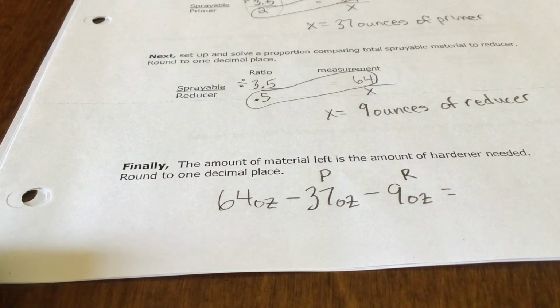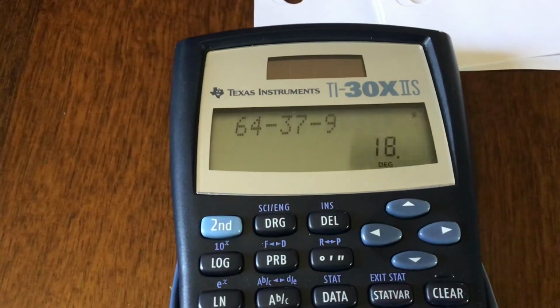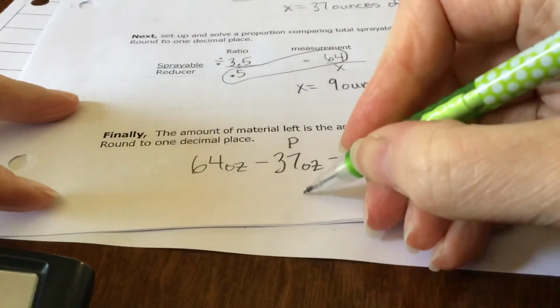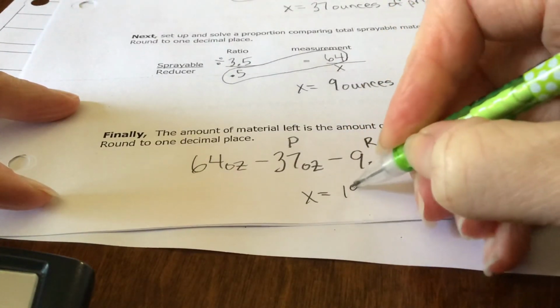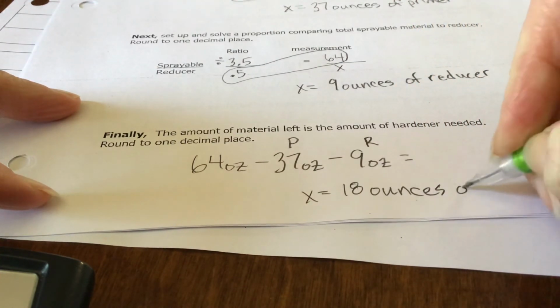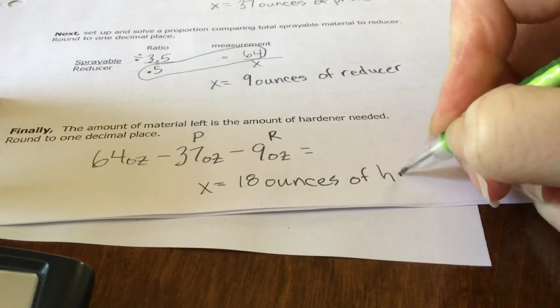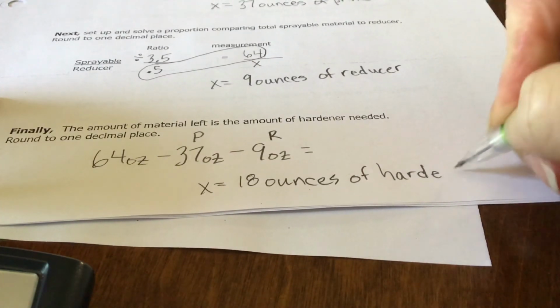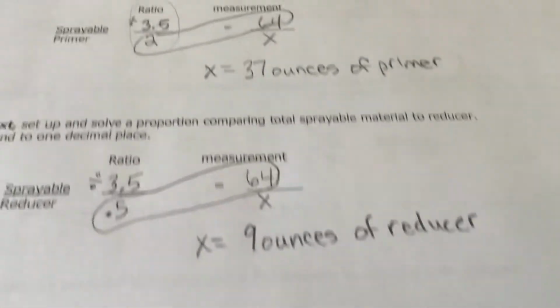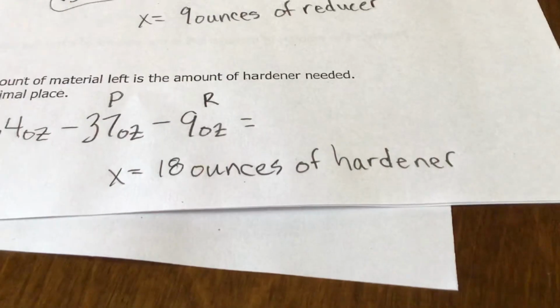So if I do that subtraction, 64 minus 37 minus 9, I get 18 ounces. And that means that there's going to be 18 ounces of hardener. So total together, we would be mixing 37 ounces of primer, 9 ounces of reducer, and 18 ounces of hardener.